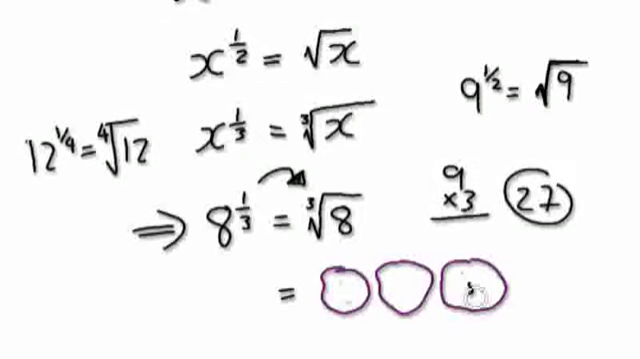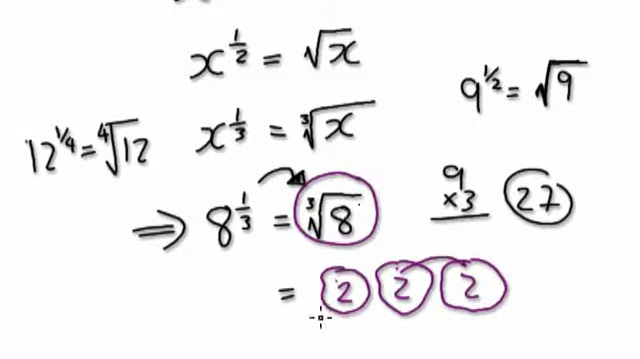So you've got to look for a number which, when you times it by itself 3 times, because we're talking about the cube root, gives you 8. Have a guess, maybe 2. Well, 2 times 2 would be 4. 4 times 2 again would be 8. So the cube root of 8 is 2.